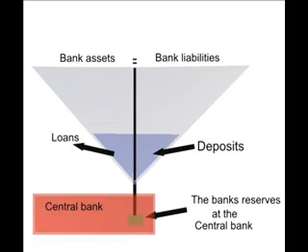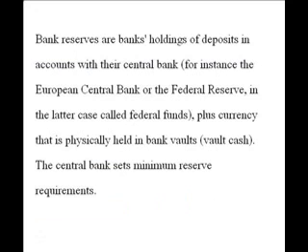The bank also has reserves at the central bank. Cash in the bank's vault is also included in the bank's reserves at the central bank. Even though it is physically at the bank, the cash is seen as central bank money too. Bank reserves are banks' holdings of deposits in accounts with their central bank, for instance the European Central Bank or the Federal Reserve, in the latter case called federal funds, plus currency that is physically held in bank vaults, vault cash. The central bank sets minimum reserve requirements.